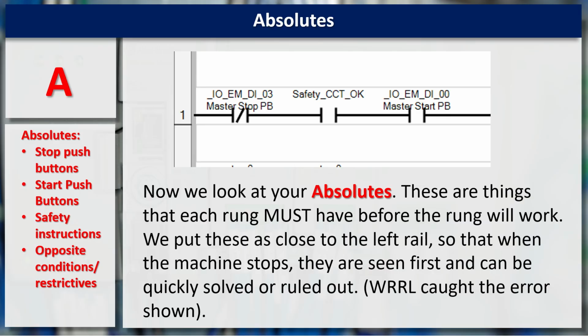Right, so you've been itching to write your logic. Great. Now we can start looking at our ladder logic and organizing our inputs, outputs, and instructions in the correct order. And we now go to the A section, our absolutes. These are things that each rung must have before the rung will work. We put these as close to the left rail so that when the machine stops, they are seen first and can be quickly solved or ruled out. Remember WIRL, write a rung, run the logic. And in this particular example, it caught the very first error shown.